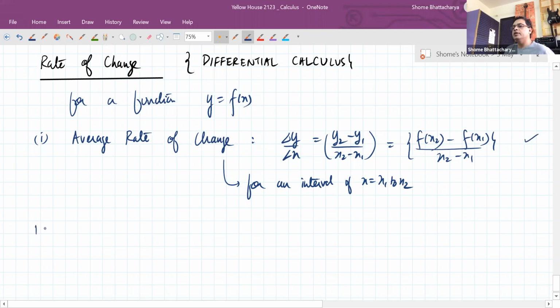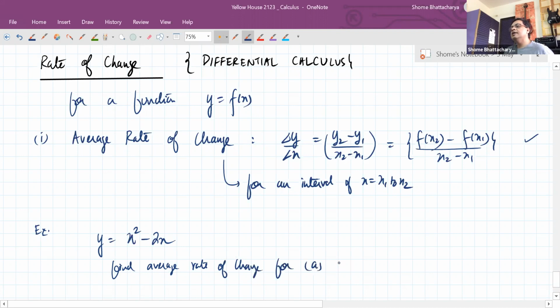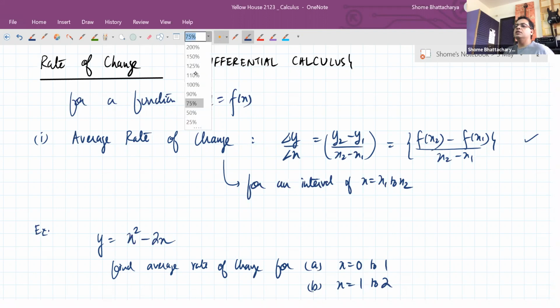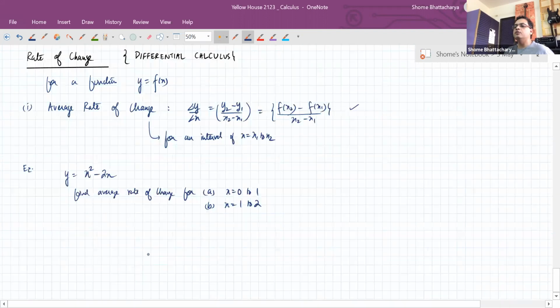Okay, so let's understand this with a quick example. Suppose I have the function y is equal to x squared minus 2x, that function that we had taken earlier today. Now I want to find the average rate of change. For the first interval I'll take x equal to 0 to 1, and for the second interval x equal to 1 to 2. Let's just apply the formula here and see what we get. We don't need to plot any graph.